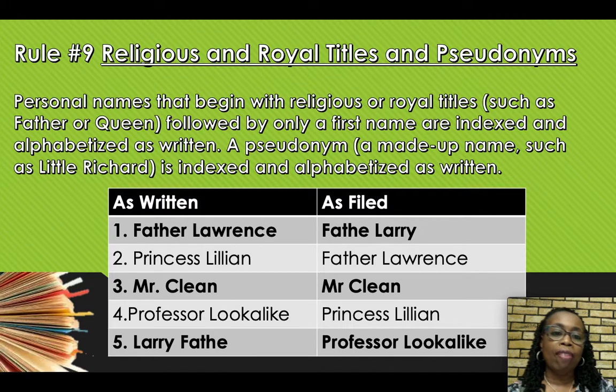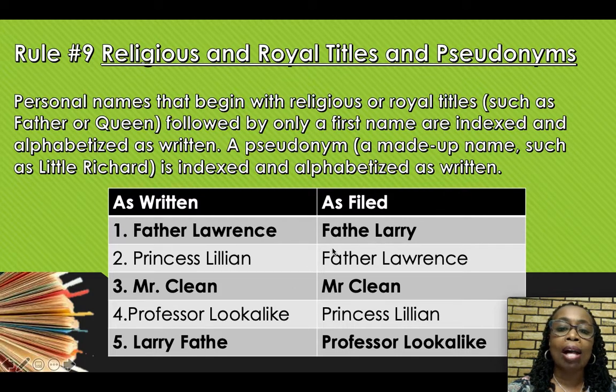So we look at the 5 names as written. We have Father Lawrence, which is a religious title. Princess Lillian, which is a royal title. Mr. Clean and Professor Lookalike are both pseudonyms, meaning fake names. Then we have Larry Foth, which is a regular name. It's not a pseudonym and it's not a royal title. So we will file it last name first.